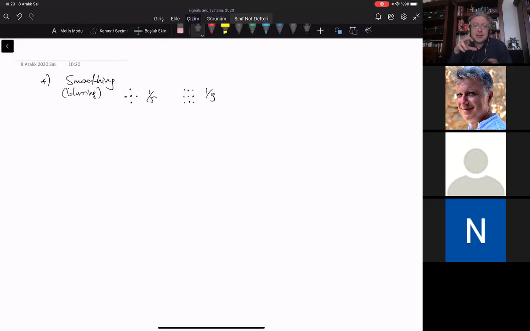The summation of the pixel values in a filtering template must be equal to 1 if you don't want to change the overall intensity. It must be normalized to 1. So the sum of these values must be equal to 1, but the center value may be larger. And there are better, of course, blurring or smoothing filters as opposed to this one.